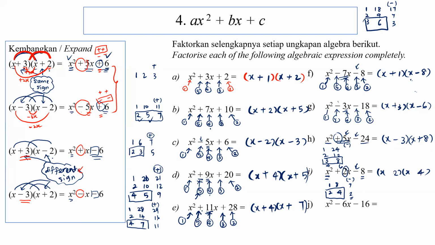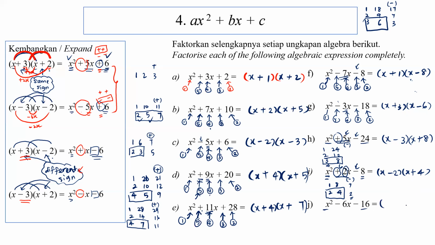Since it's different signs, so 1 plus 1 minus. So plus, over here is positive 2x. That means my positive should go to the big number. Double check, negative 2x, positive 4x, isn't it? Positive 4x and negative 2x, the difference will be positive 2x. Done. And the last part.